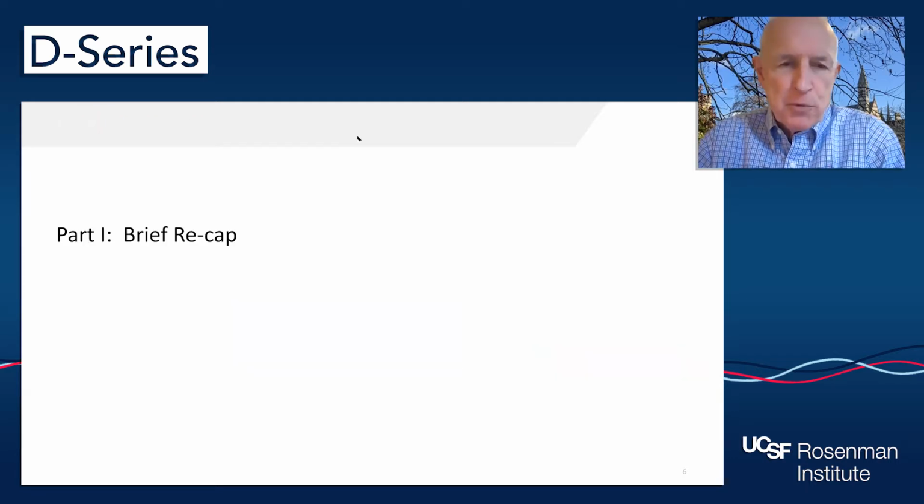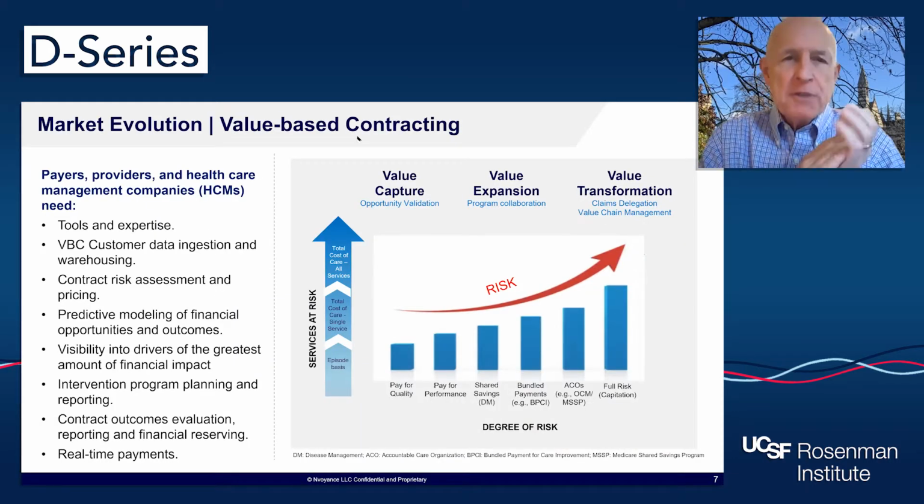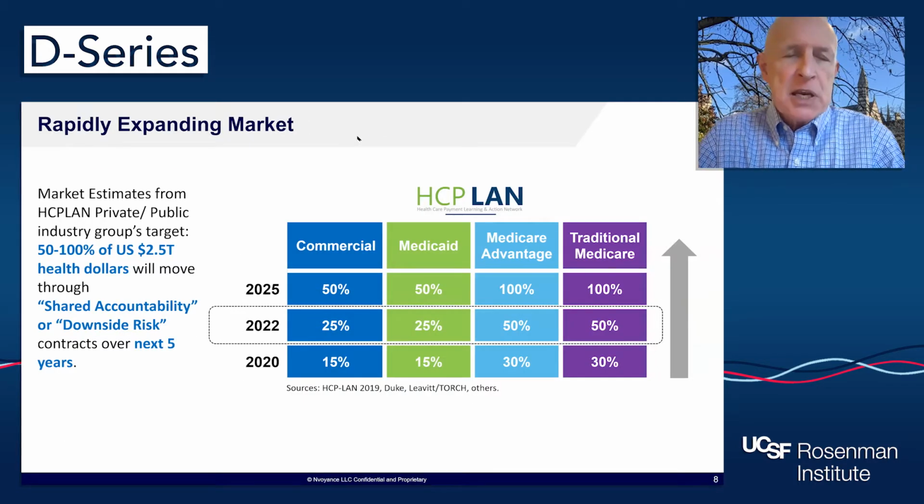So, brief recap for part one. The market evolution is very strongly towards value-based contracting. Back 20 years ago, we did pay for quality, we did pay for performance, but we've moved into contracts that incorporate shared savings. There are bundled payment contracts, all the way up to the most risky contracts of all, the full risk, sometimes capitation, but certainly full risk contracts. And CMS, as you know, is promoting this kind of value-based contracting very heavily.